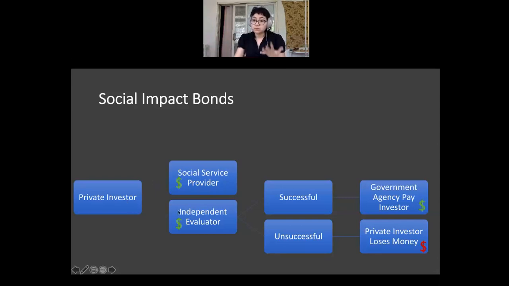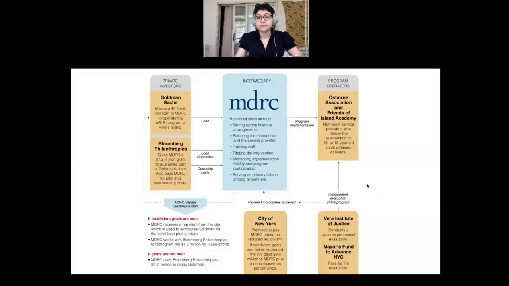So they're putting up the money prior, and the government is waiting to see whether or not the program was successful and whether or not they're going to pay them back. So this is a different type of financing that could be interesting to see in particular contexts, because it allows the government to only pay for successful programs.